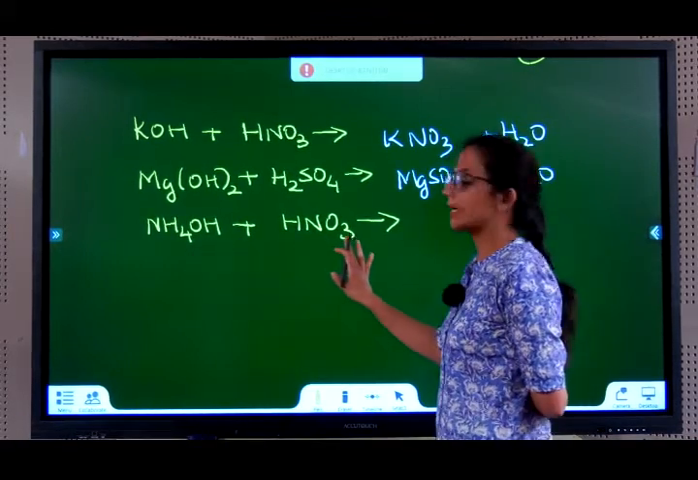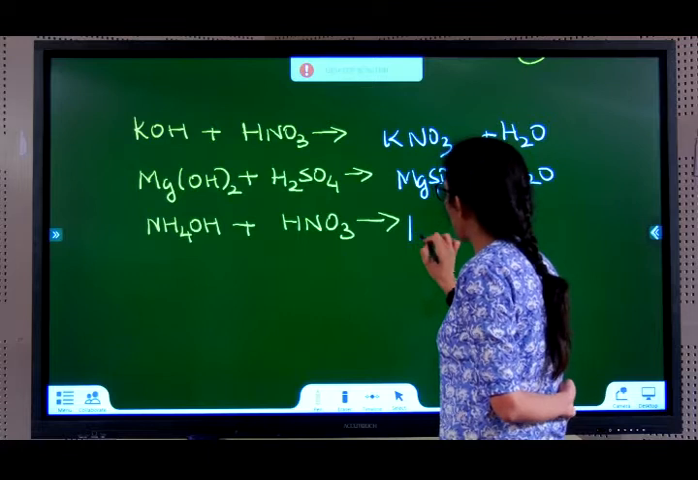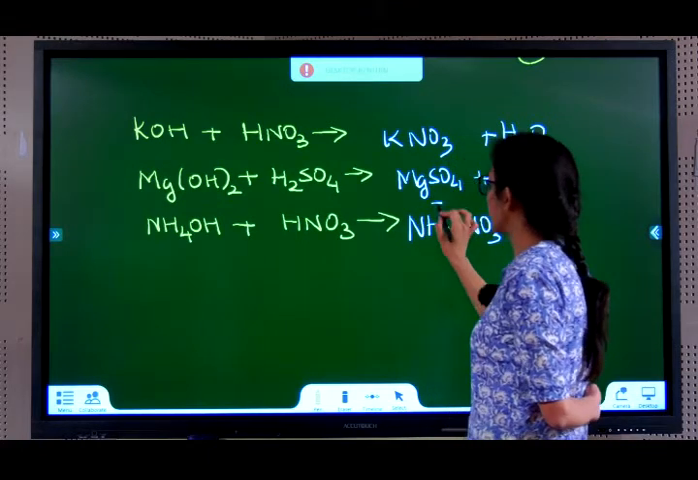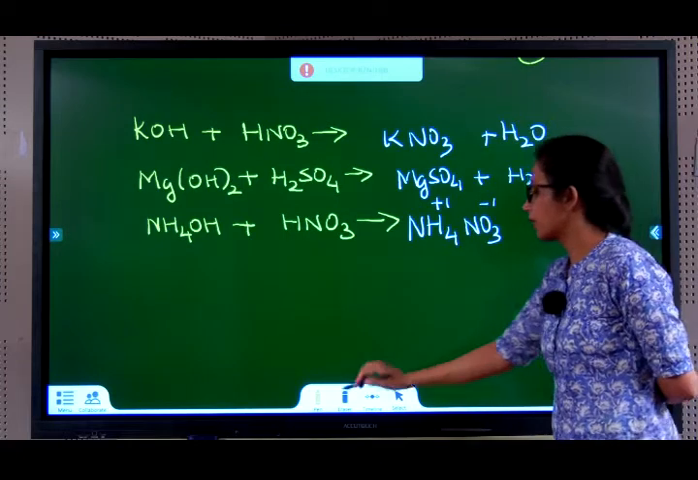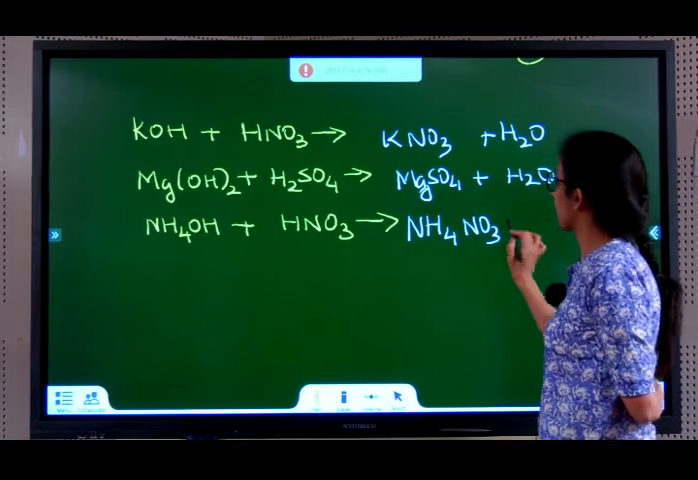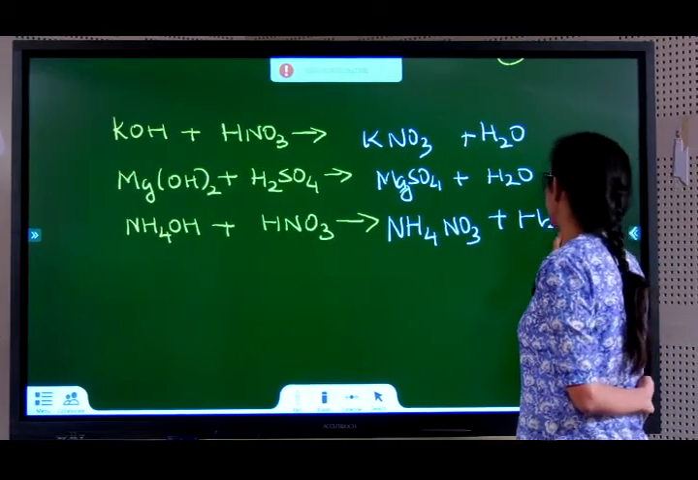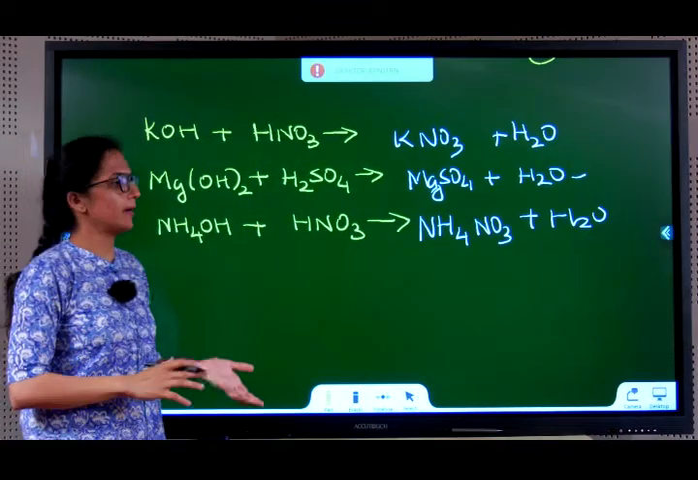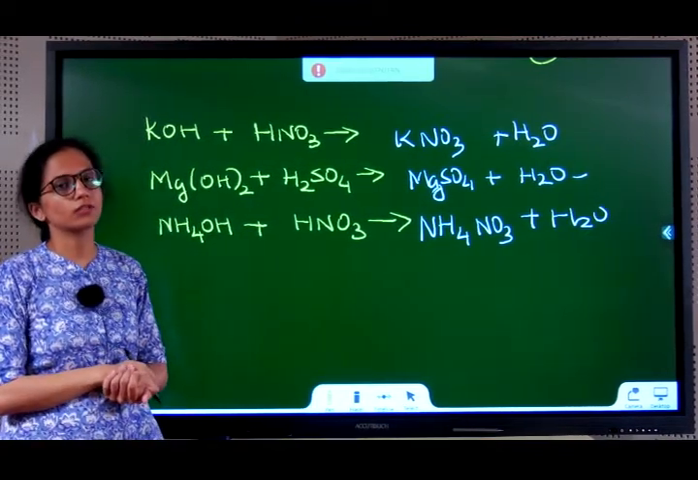Ammonium hydroxide with nitric acid gives ammonium nitrate, ammonium plus 1, nitrate minus 1, basically exchange, no number. Okay. And water. This needs balancing, please try to balance it. So this sums up our neutralization reaction.